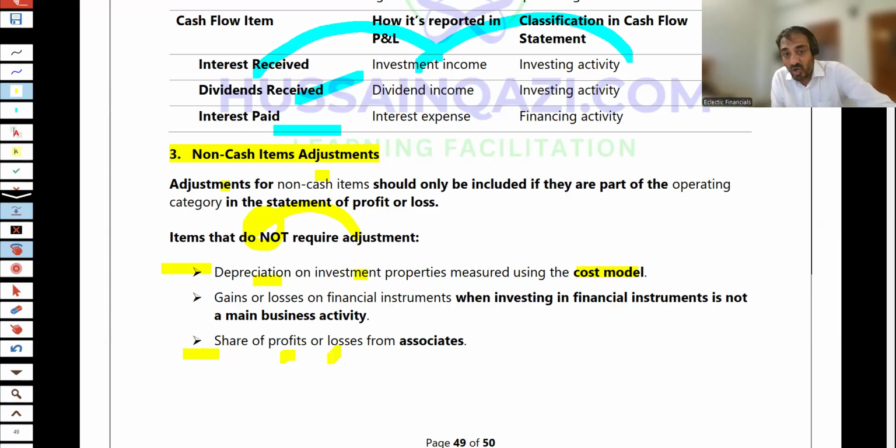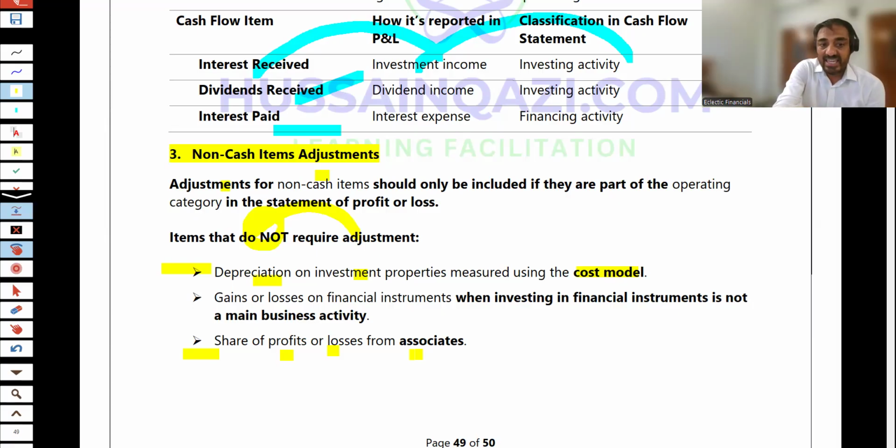Share of profit or loss of associate. Listen carefully. Associate profit or losses by equity accounting are parked to P&L, to the investment category, and do not affect the operating profit. So no adjustment is required for cash flow.